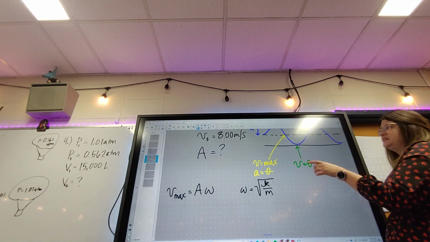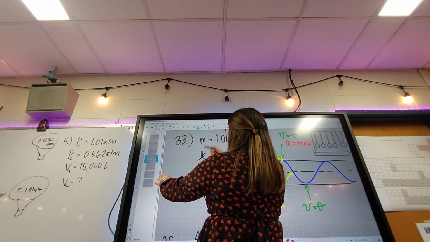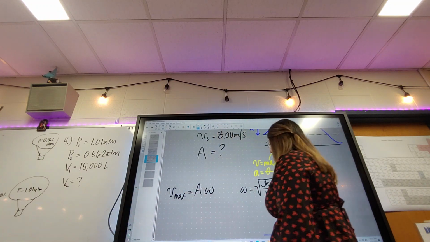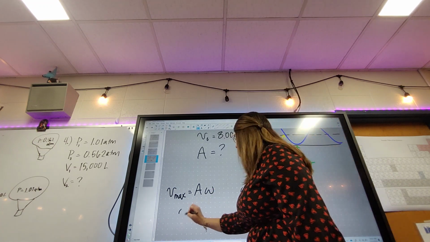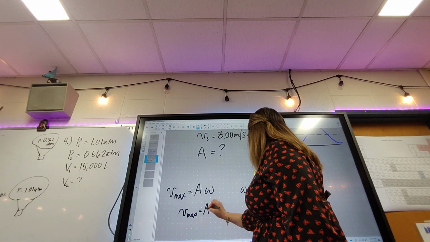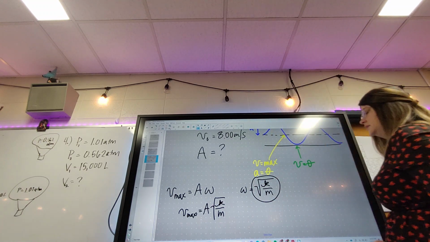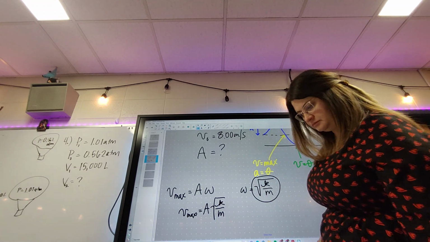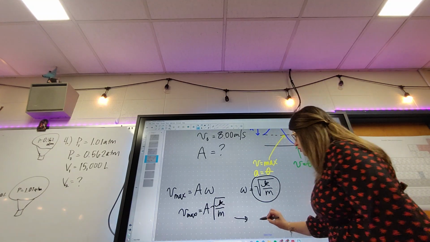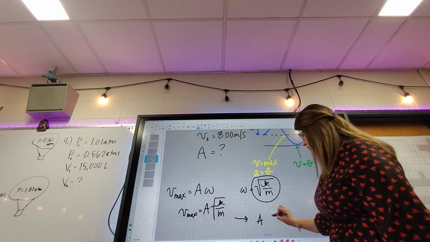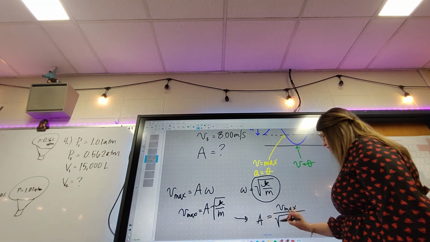But we don't have a T in our data table, so I'm using this one because I've got m and k. So now I'm going to put this in for omega in my Vmax equation. Maybe I should have solved for A first. A equals Vmax divided by the square root of k divided by m.